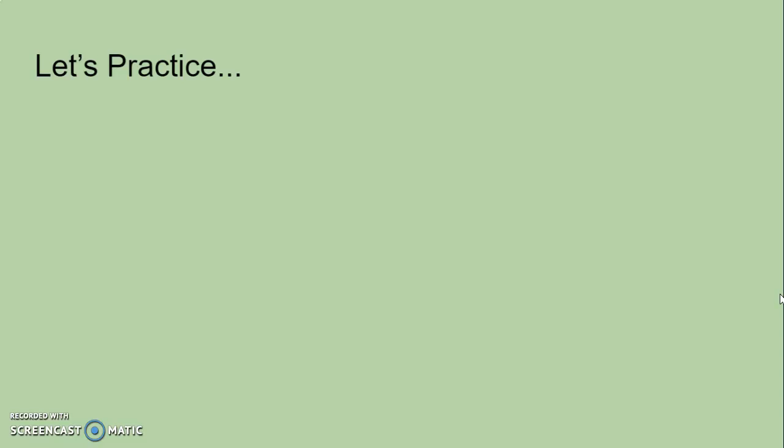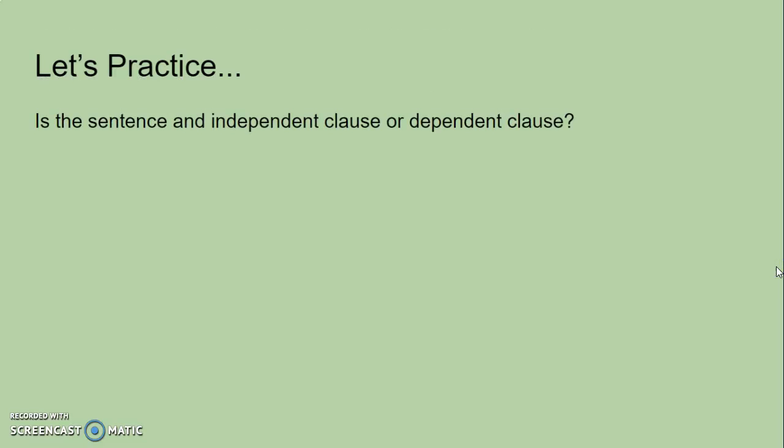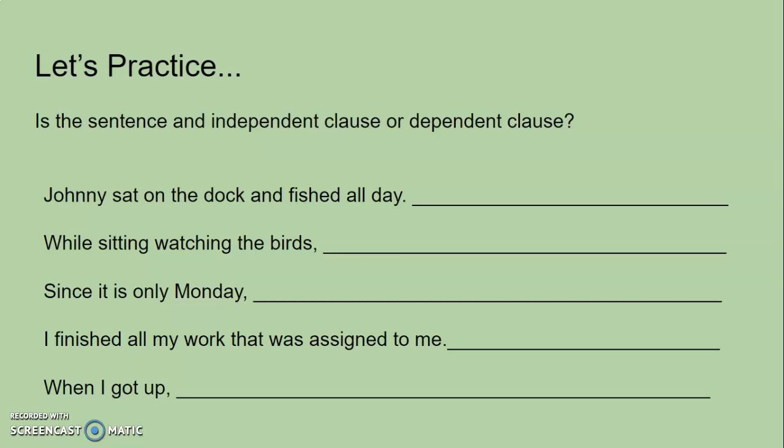So let's practice on our own. Let's see if we can do this together. Right now, we're just identifying what type of clause it is, whether it's independent or dependent. So let's look at the first one. Johnny sat on the dock and fished all day. Is this a complete thought? Would you say it was independent or dependent? If you guessed independent, you're correct. Johnny sat on the dock and fished all day is a complete thought. Doesn't need any information to make sense.